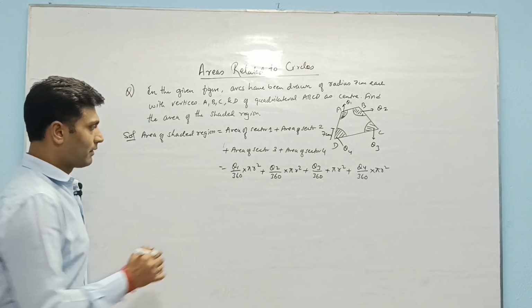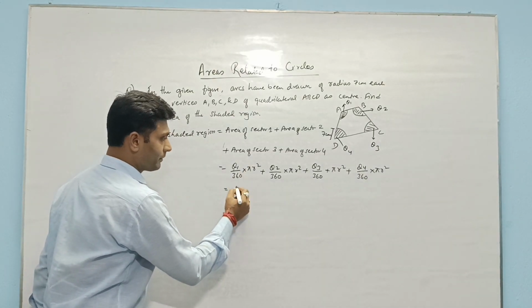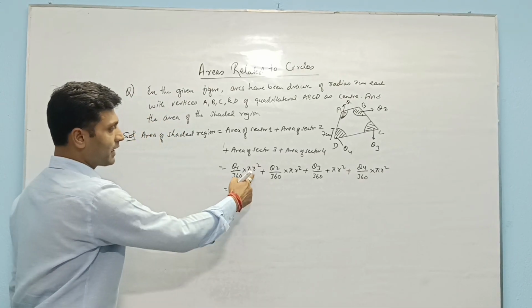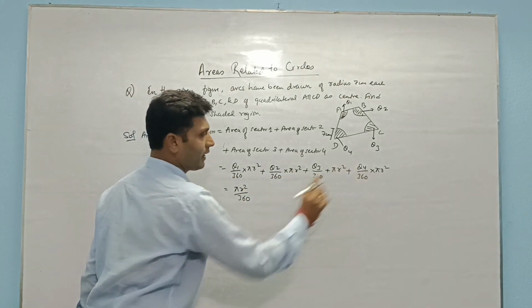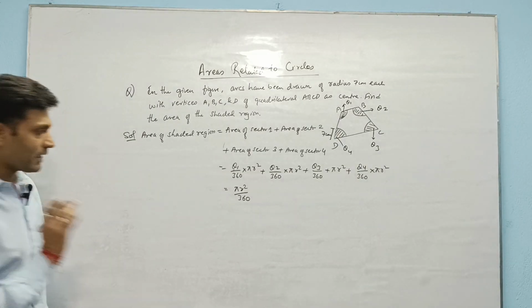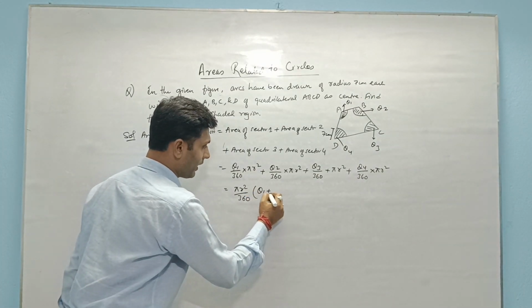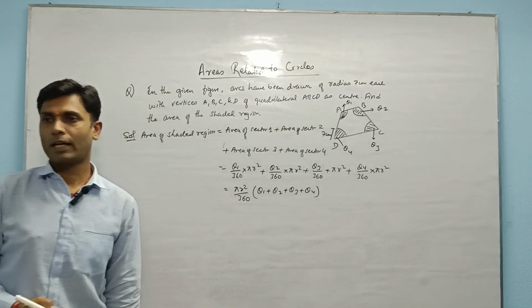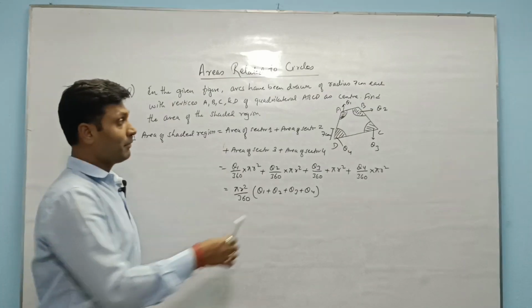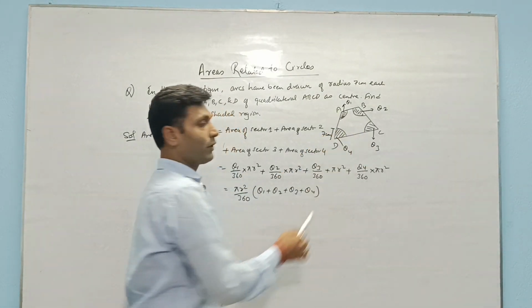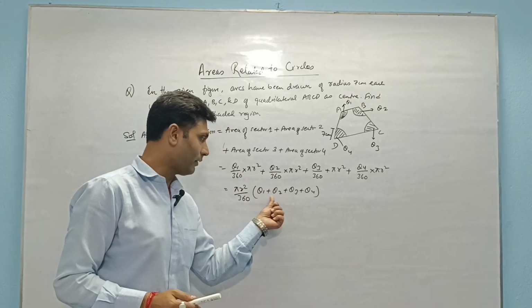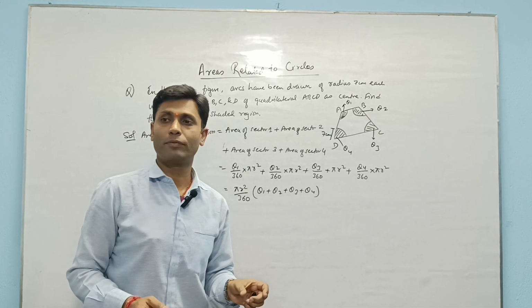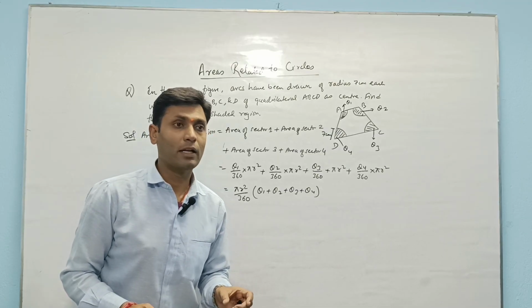Very simple. See, what is common here? This pi r square upon 360 is common in all the sectors. So what is left with us now is theta 1 plus theta 2 plus theta 3 plus theta 4. Correct? Yes. Now we know that theta 1 plus 2 plus 3 plus 4 are the sum of the interior angles of a quadrilateral. How much should it be?